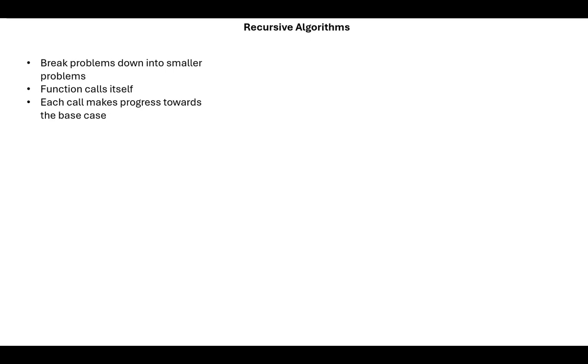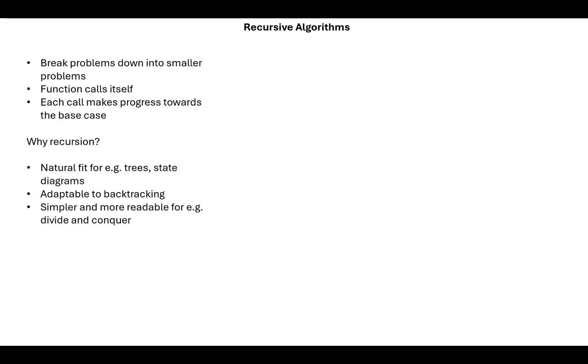We've seen how the functions call themselves, and we've seen how each function call must make progress towards that base case. Why do we use recursion? Well, it is a natural fit for things like trees or state diagrams where we search down branches. It's adaptable to backtracking, which is a design pattern you'll see in Unit 4, but you may read about as we go along. That's where we stop a recursive call when we realize it's not going to take us to a solution we're interested in.